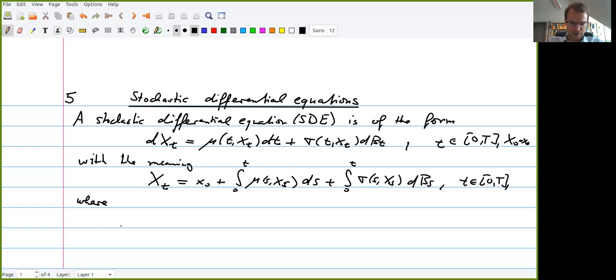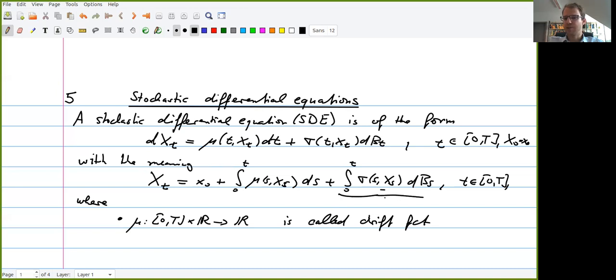So just to fix some language here, this mu, a function from 0 to t, from R to R, is called the drift function. Why is it called drift function? Because if you take the expected value of this differential equation, if sigma is nice, this is a martingale, so this disappears, and so the drift of the stochastic dynamical system here is given by mu.